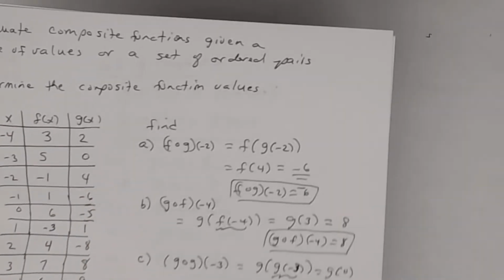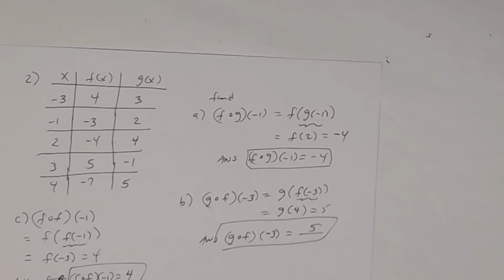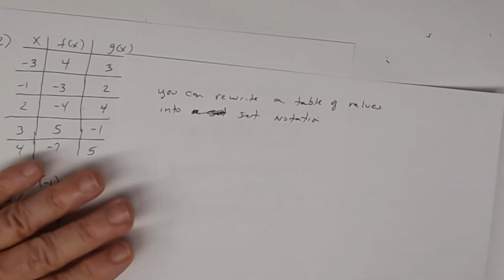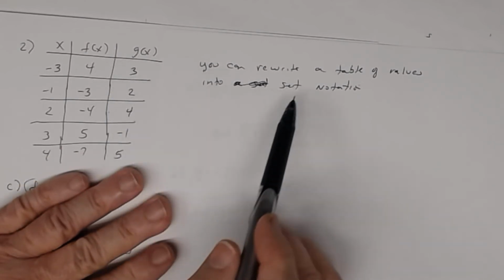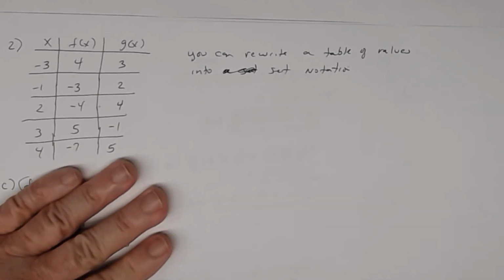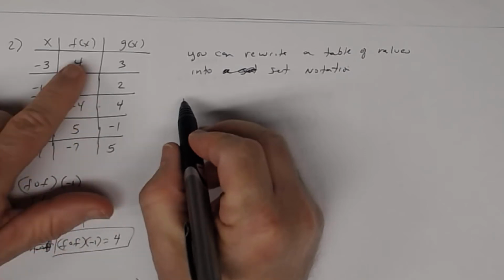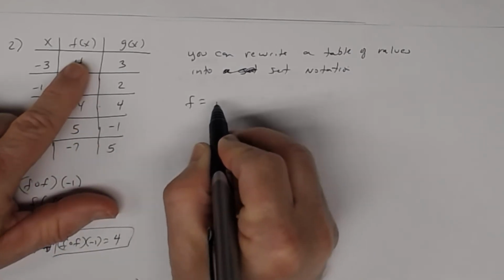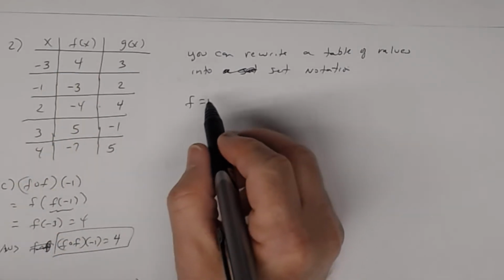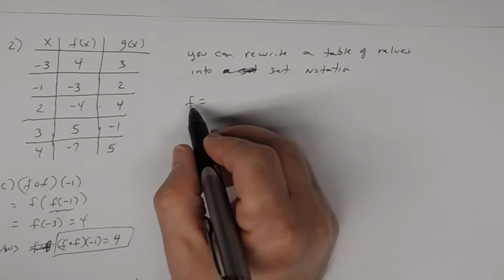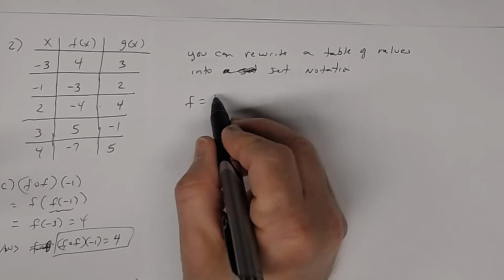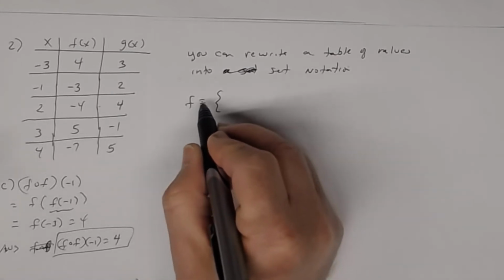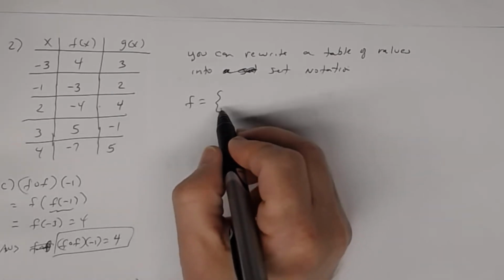What that means is this: if I go back to number 2, just to show you, and I wanted to rewrite this table of values into set notation, it would look like this. Watch how simple this is. My function f is going to equal... Whenever you write in set notation, you just use the letter f and not f of x. So you say f equals this set. Don't say f of x equals, just say f equals this set.